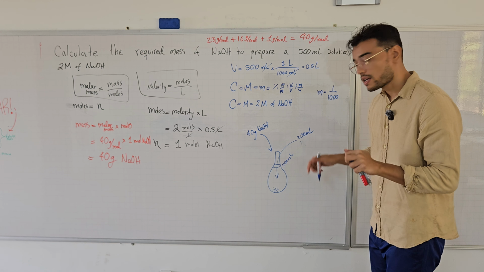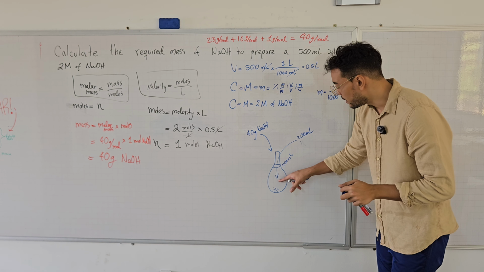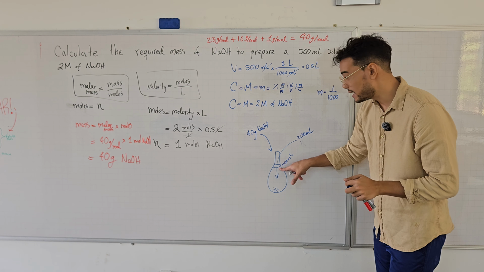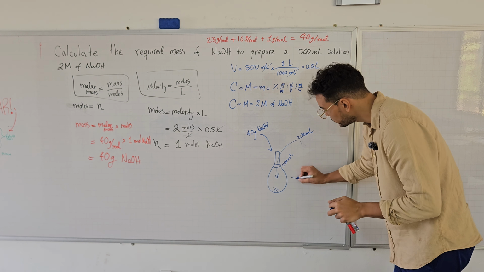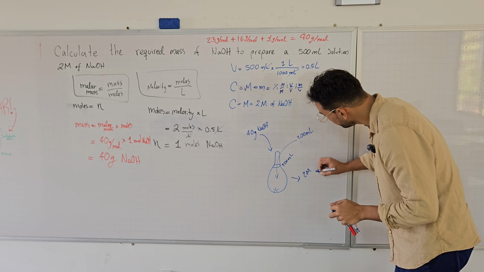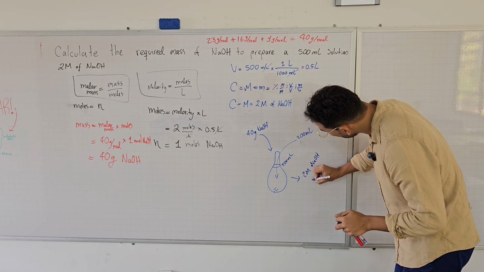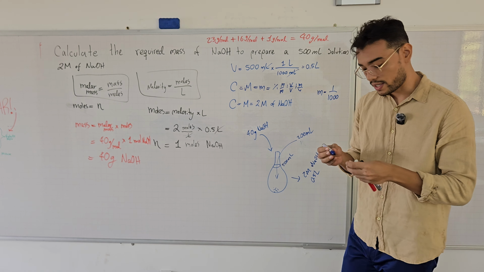So to avoid that, we just slowly add water until we reach the line that says that in the solution now we have 500 milliliters. And then, you will have prepared the 2 molar sodium hydroxide solution of 0.5 liters. And that's it. Now we can do it in the lab.